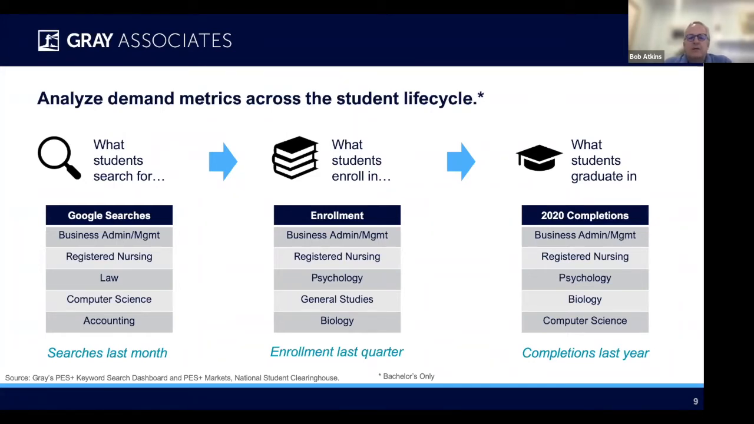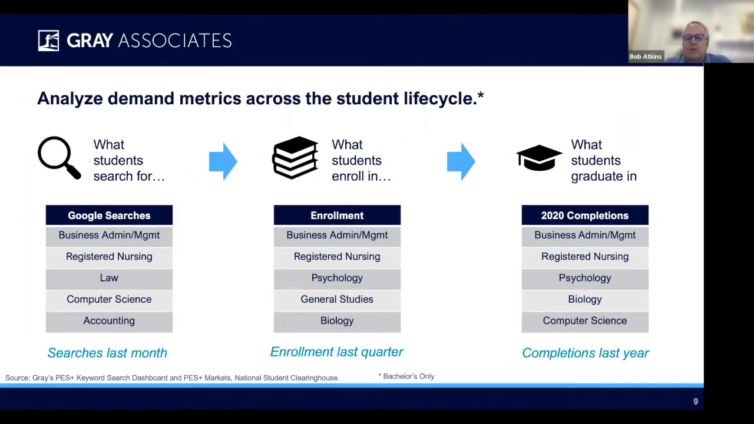The next piece of data we think is important is what they actually enrolled in. Now recognize this is already a little bit backwards looking. It only updates once every 3 months, 3 times a year, but it's still very good information. It's very current, and it tells you what students are actually enrolling in the prior quarter or so.